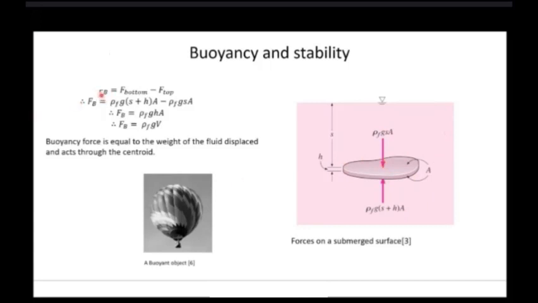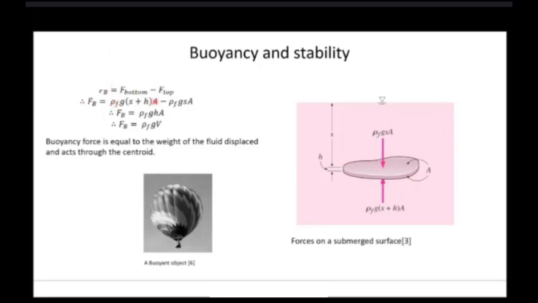So the buoyant force is equal to the force on the bottom minus the force on the top. We would expect the force on the bottom to be greater because the pressure is greater. So the force on the bottom is our greater force, and we need to subtract the force on the top. The difference between those two forces is going to be the buoyant force.